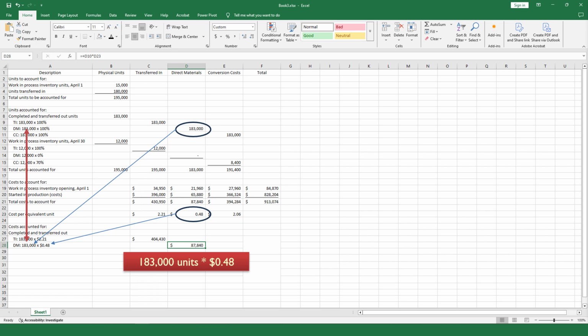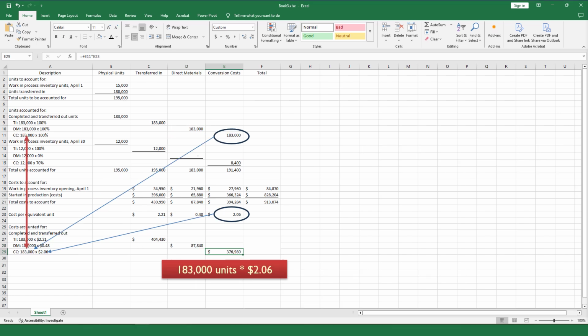For the direct materials, we take the equivalent units of 183,000 and multiply it by the cost per equivalent unit, 48 cents, which is equal to $87,840. That's the cost of the direct materials used in the production of the completed and transferred out units. And notice again the similarity between what we did for the units accounted for and what we're doing now for the costs accounted for. The only change is we multiply by the cost per equivalent unit instead of the percentage complete. For the conversion costs, we see the same similarity between the units accounted for and the costs accounted for.